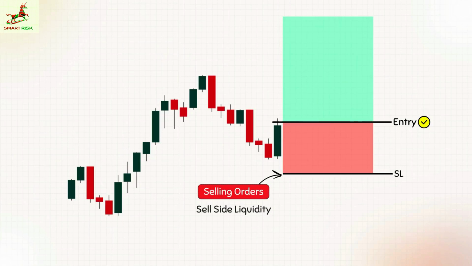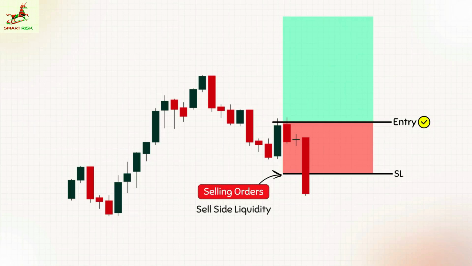When operators need to buy, they need retail sellers. So they push the market down, hit all these buyers' stop losses, which triggers those sell orders, and the operators get the sellers they need to execute their buy orders. It's the exact opposite process of buy-side liquidity.